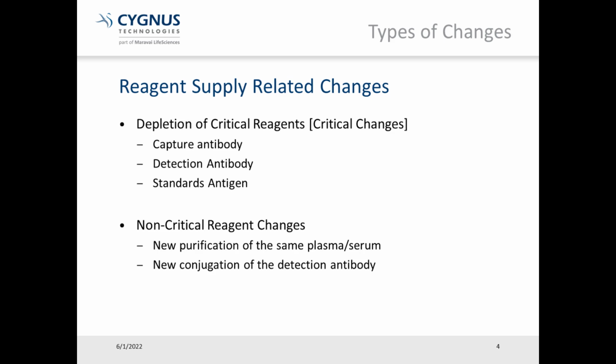So all reagent changes are not equal and as such do not require the same level of characterization to implement. The first type of change are critical reagent changes. This means that an antibody or standard antigen has been fully depleted and requires replacement. This is especially true for the capture and detection antibodies, as immunizing new animals will almost certainly result in a different mix of host cell protein population and anti-HCP antibodies.